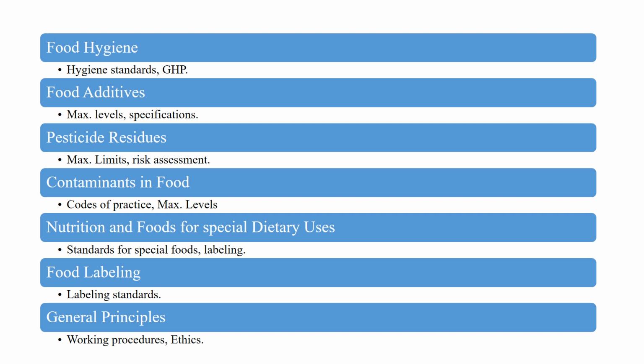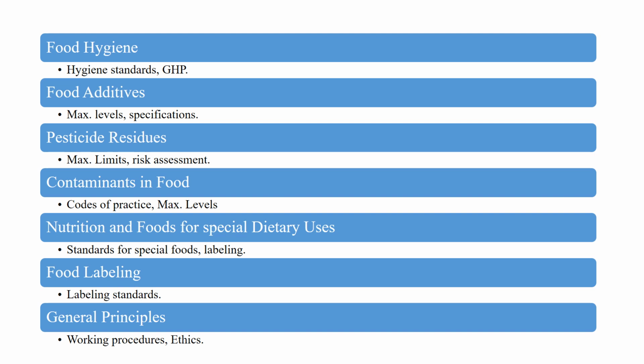The Committee on Food Additives sets the maximum levels of food additives and provides individual specifications of food additives. The Committee on Pesticide Residues sets maximum limits of residues presence in a food which can be raw, processed, and semi-processed, which is intended for human consumption. They also make a risk assessment on the impact of these pesticide residues.